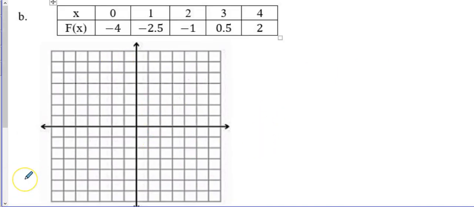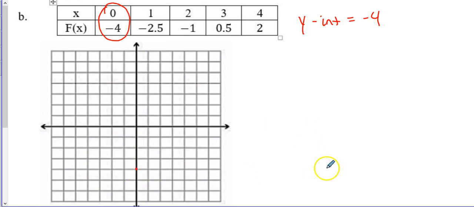All right, and then the next one is a set of ordered pairs. Now, remember I told you that if you have an ordered pair where x equals 0, then that other number is the y-intercept. So my y-intercept, I already know that's negative 4. So I can go ahead and mark that 1, 2, 3, 4 right here. So mark negative 4 there.